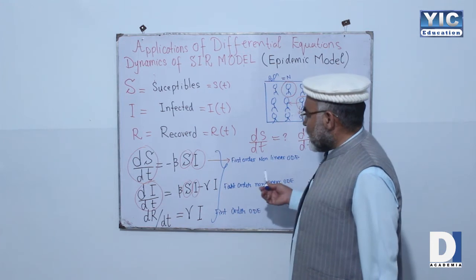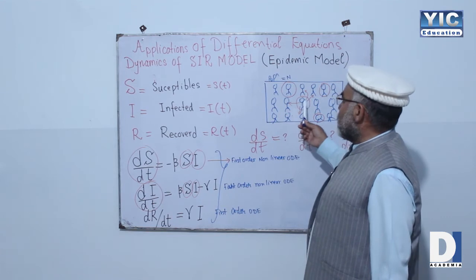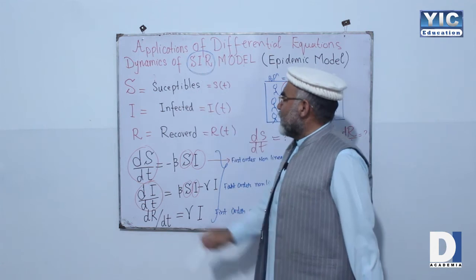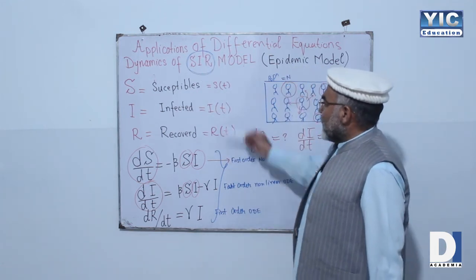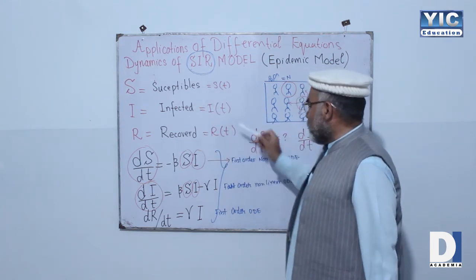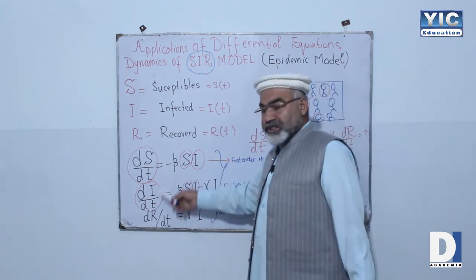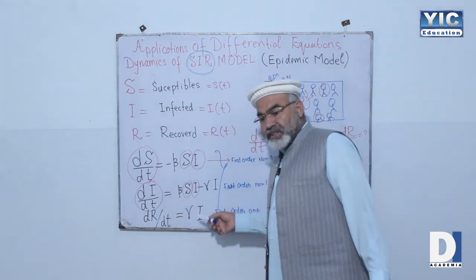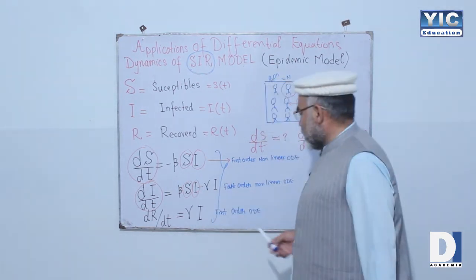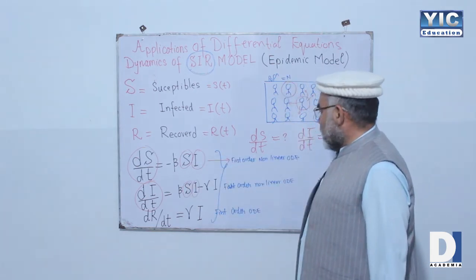So we can apply these differential equations to any epidemic disease. This SIR model is a very popular model in the world. S stands for susceptible, I stands for infected, and R stands for recovered people. We can solve this system by software, by exact analytical solution, and sometimes we can solve such a problem with numerical methods.